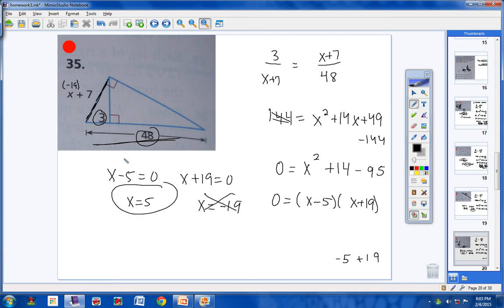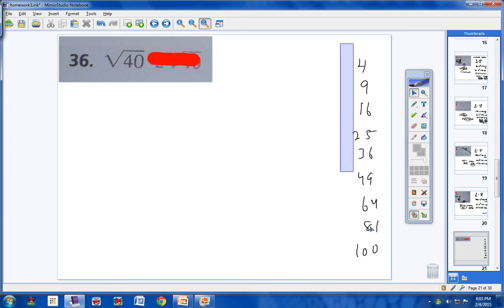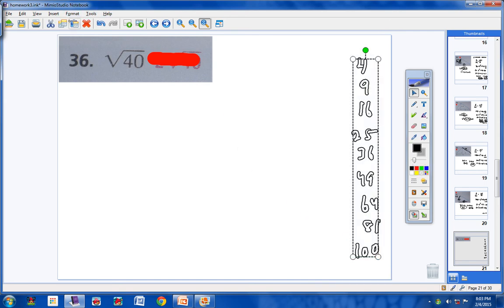Okay, let's finish up 36 through 43 by simplifying. The directions say to simplify the expression. What you're looking for, students, are perfect squares that go into these numbers. Perfect squares are 2 times 2, 3 times 3, 4 times 4, 5 times 5, 6 times 6, 7 times 7, 8 times 8, 9 times 9, 10 times 10, etc. So if any of those numbers will go into the radicand evenly, then I can simplify it, okay?